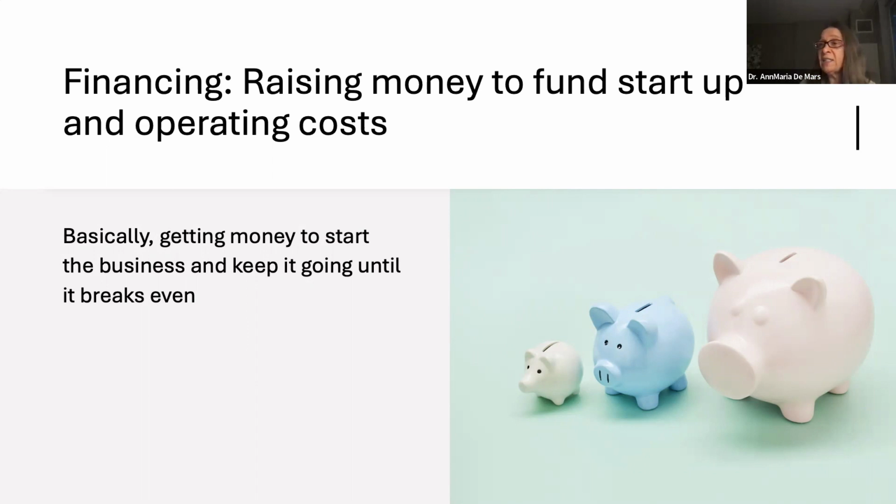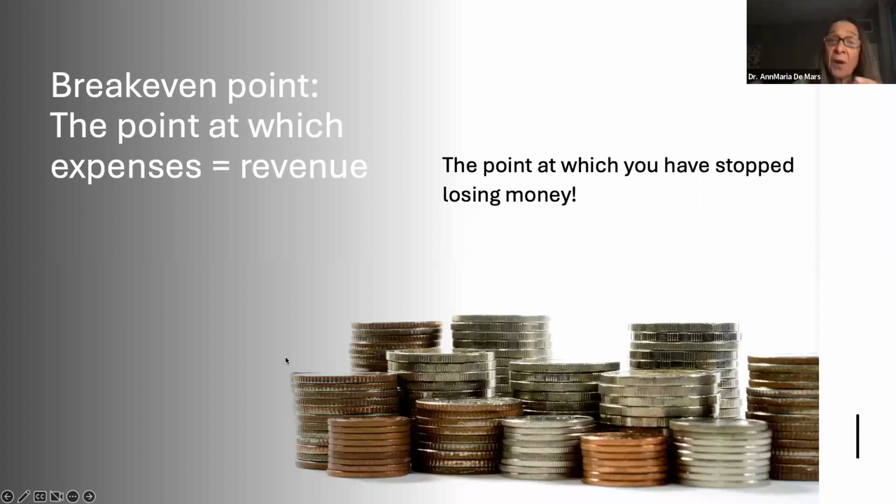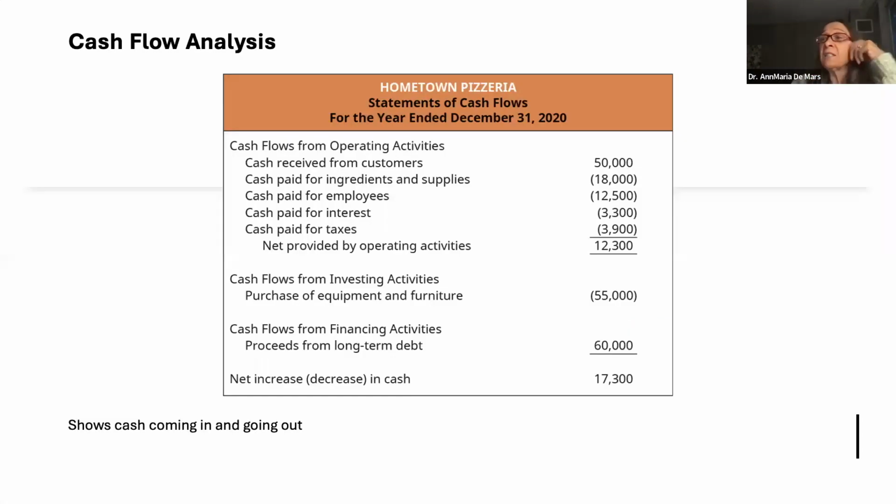So one is tracking where the money goes, and the other one is getting money, and not from your sales, but getting money from whoever you can convince to give it to you. And the break-even point is the point at which expenses equal revenue. So that's where you finally have stopped losing money. Now, I suppose in theory, it could be the point where you quit making money, but that's not ever how it goes.